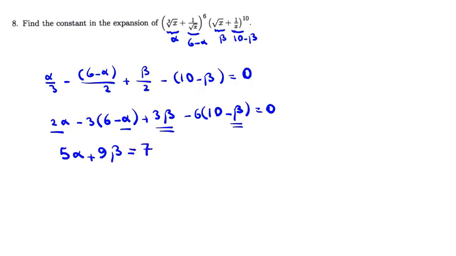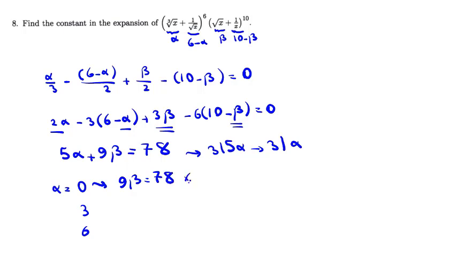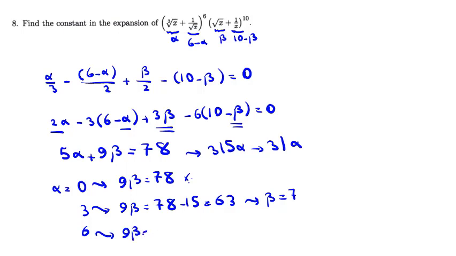Now, 3 divides 9 beta and 3 divides 78, so 3 divides 5 alpha, so 3 divides alpha. Alpha is between 0 and 6, so alpha can be 0, 3, or 6. If alpha equals 0, then 9 beta equals 78, a contradiction. If alpha equals 3, then 9 beta equals 78 minus 5 alpha, which is 78 minus 15, 63, so beta is 7. Let's check also the last case: alpha equals 6, then 9 beta is 78 minus 30, which is 48, a contradiction. So alpha is 3, beta is 7.